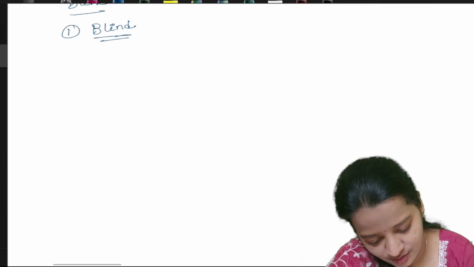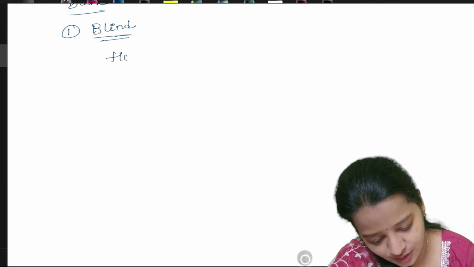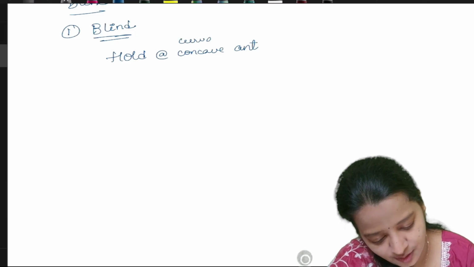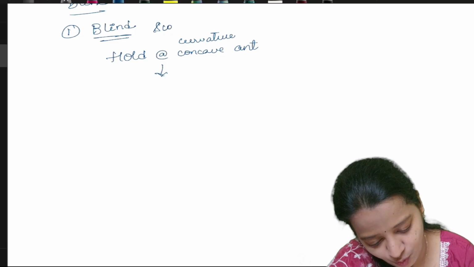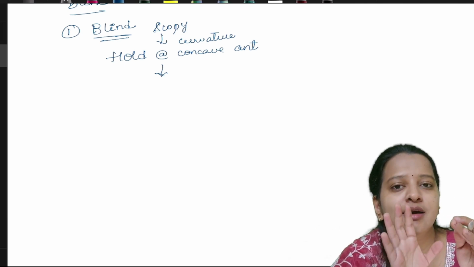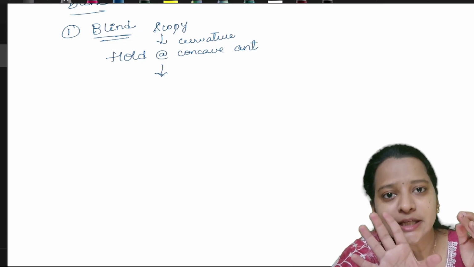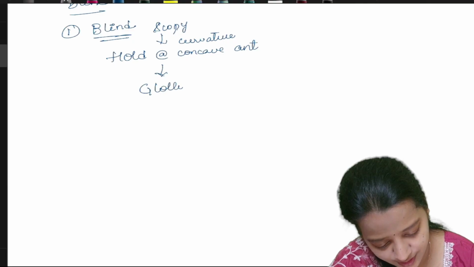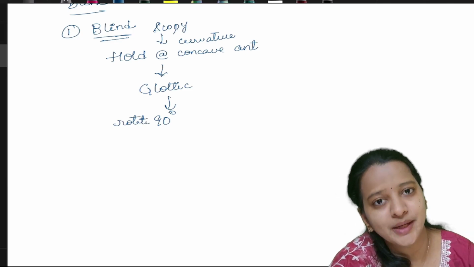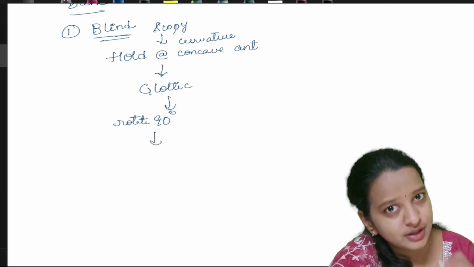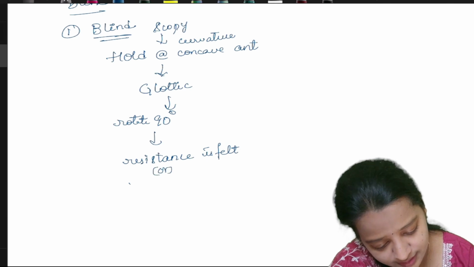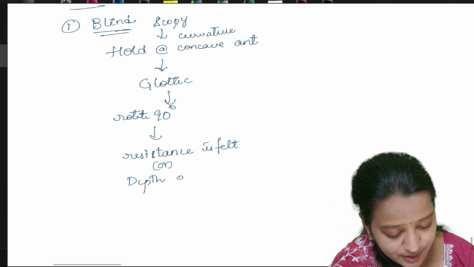So first you will hold the tube such that it is concave anteriorly. The curvature is concave anteriorly. First you'll do laryngoscopy. You'll hold the tube such that the tip of the DLT has a curvature at the tip, so it has to be anteriorly concave. Now you'll go into the glottic opening. Now you will rotate 90 degrees towards the side which it has to be intubated, and next you will go further till resistance is felt or the depth, the number which you have in mind, is attained.